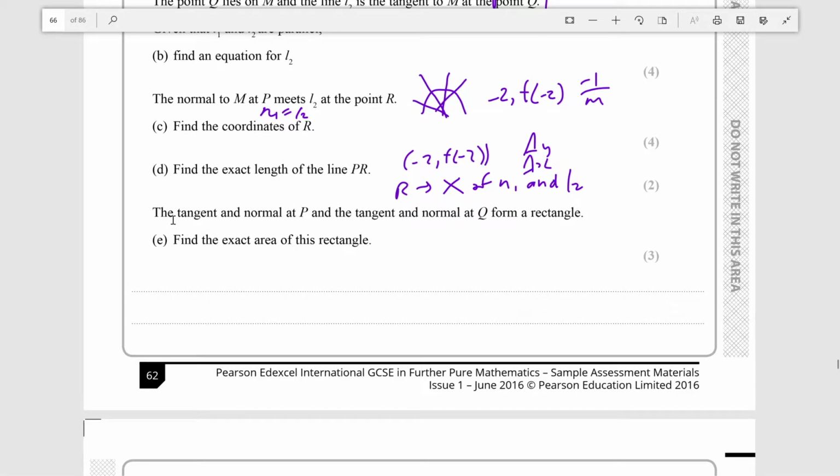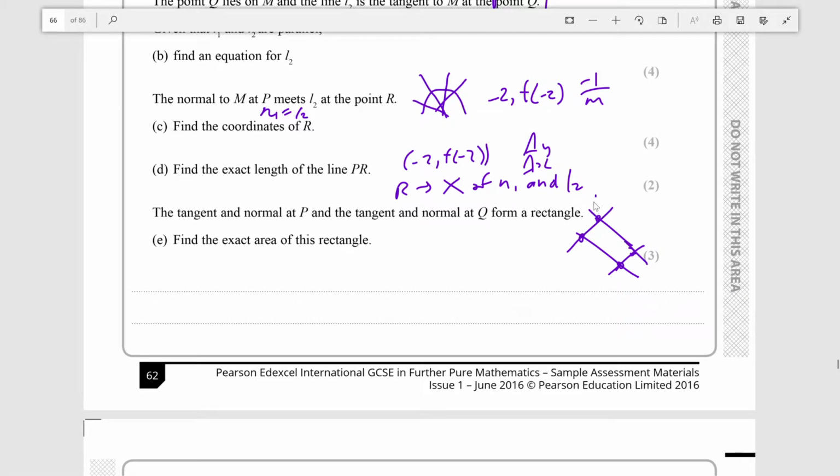And then finally, the tangent and normal at P and the tangent and normal at Q form a rectangle. So the tangent and normal at these 2 points would form something like this. Although one might think at first glance to get all 4 points to figure out the sides of the rectangle, we just need 3 of the points, and they tell us to find 3 of the points because we'll know point P, point Q, and point R.